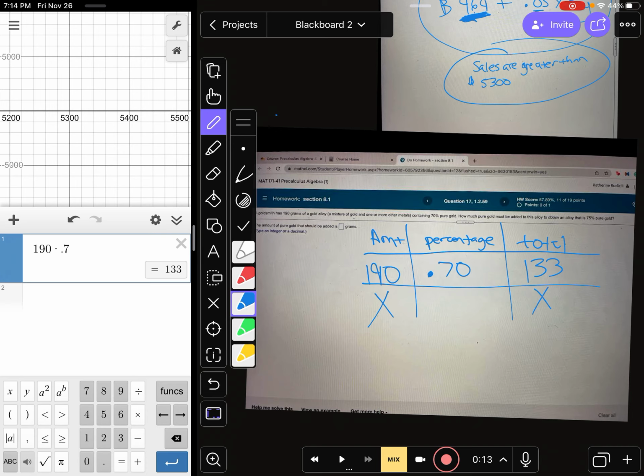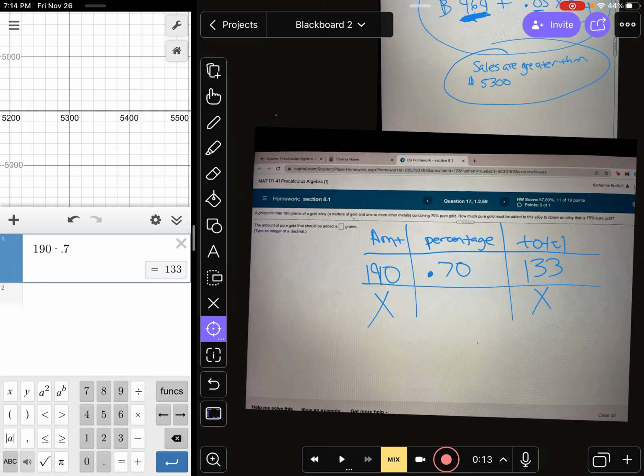Okay. So the reasoning, that's the mixture. He's going to add something to the mixture. And what he's adding is pure gold, but it's going to be a certain number of grams. So the mixture now is going to be 190 plus the extra amount of pure gold he added. But I can also put this X over here because 133 grams was pure gold of the 190. And since he's adding pure gold, he's also adding a certain amount of pure gold over here.